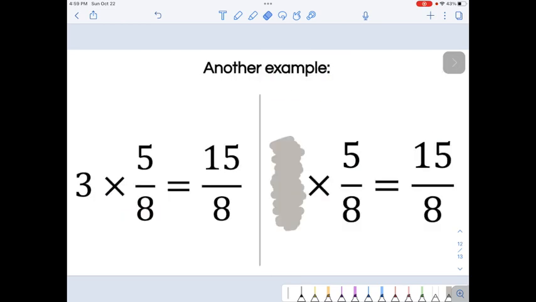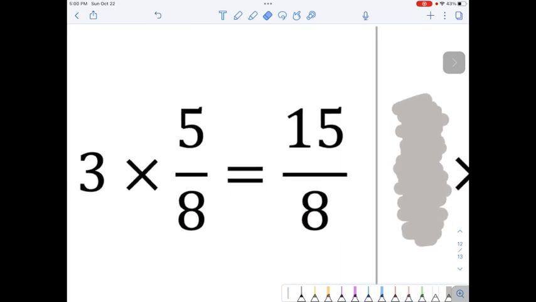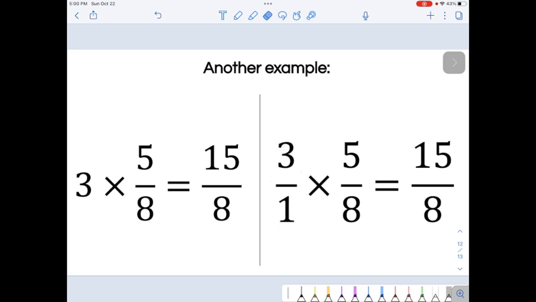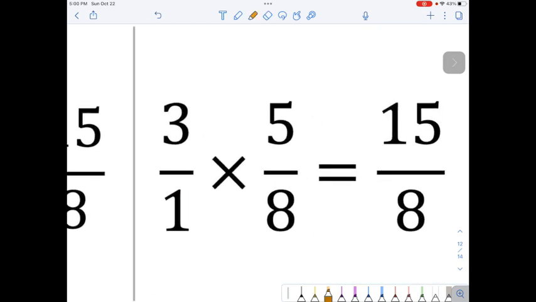Let's do one more. 3 times 5/8 should be 15/8, but kids want to say 3 times 8, and they want to change this number down here to 24. But remember, that would just be an equivalent fraction. So instead, we're going to change 3 into this crazy fraction, which is 3 wholes, or 3 divided by 1, which is 3. Then when we multiply across, 3 times 5 is 15, and the bottom 1 times 8 is 8.